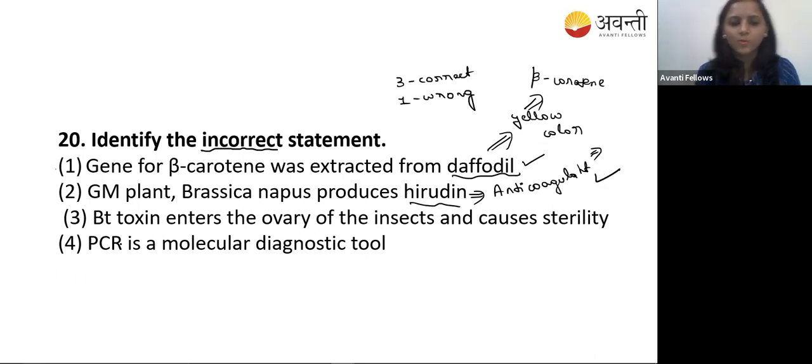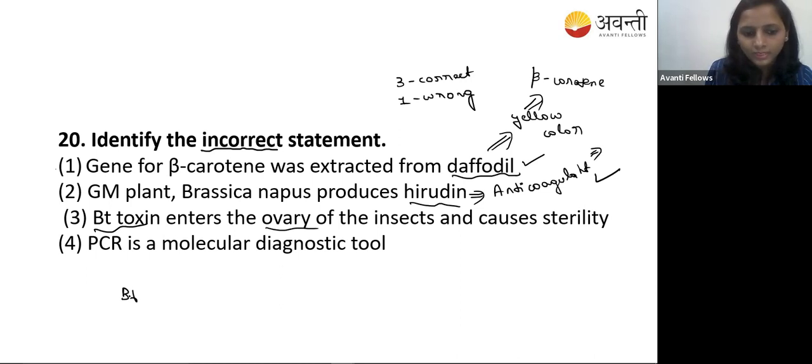So then coming to the third statement: Bt toxin enters the ovary of the insect and causes sterility. No. So what is the function of Bt toxin? In biotechnology, we have learned that the Bt toxin will not enter the ovary. Bt toxin will enter the midgut of the insect or the pest.